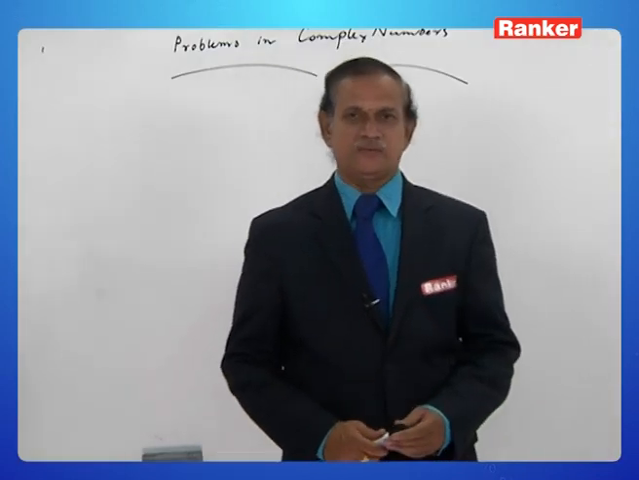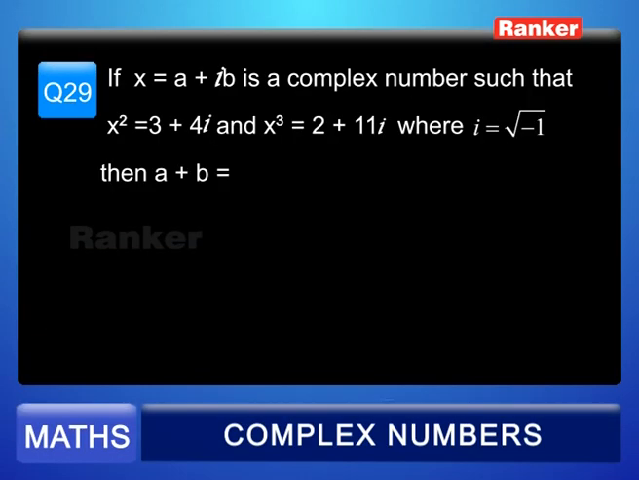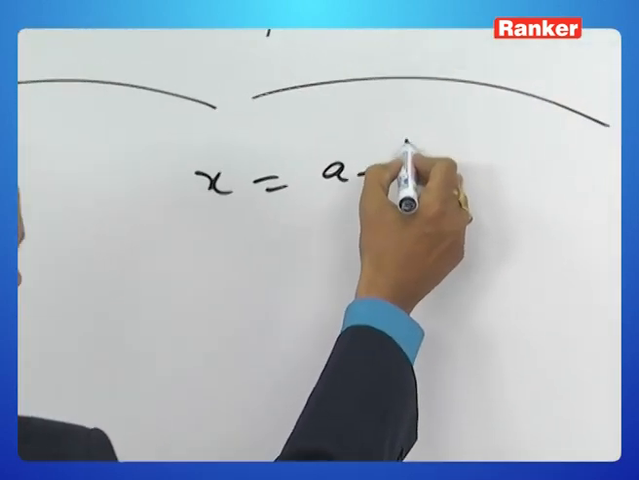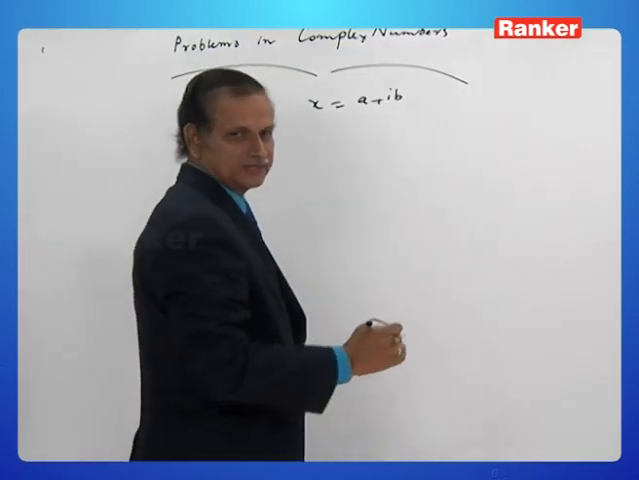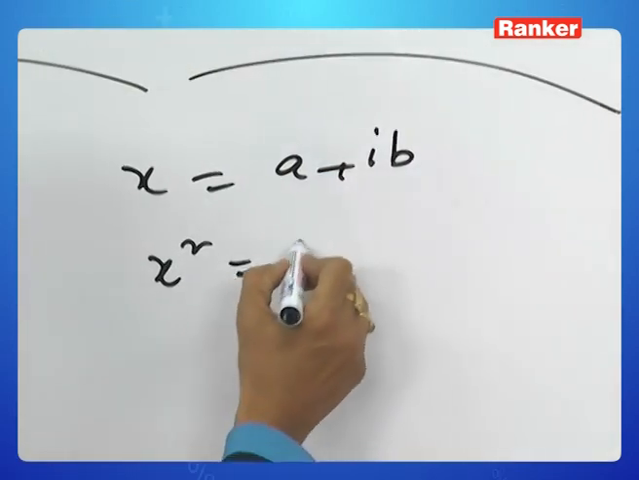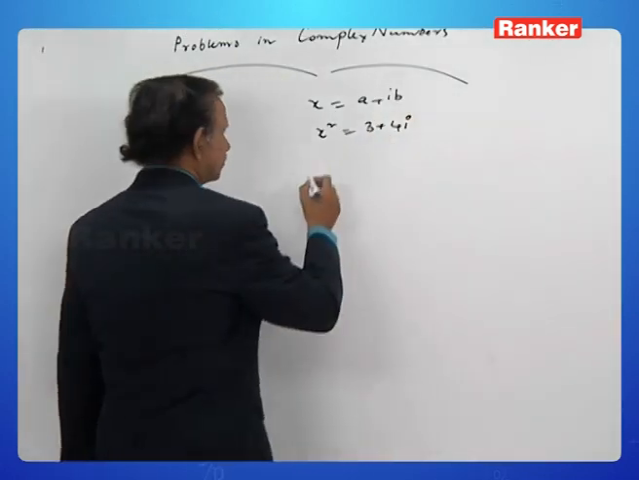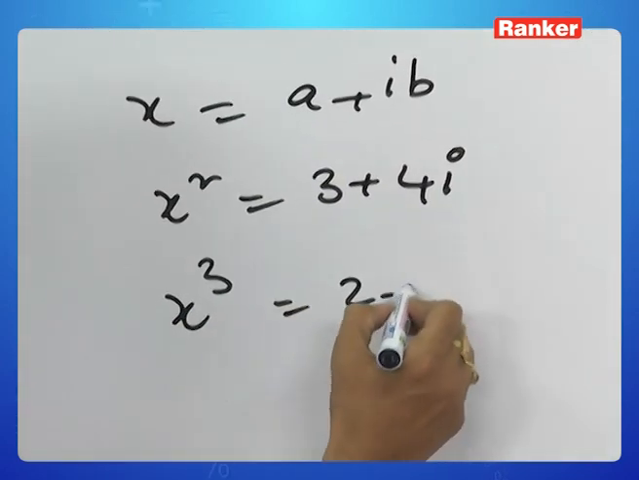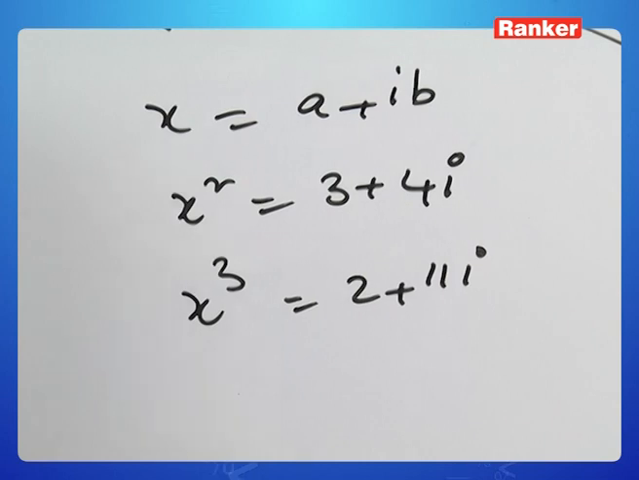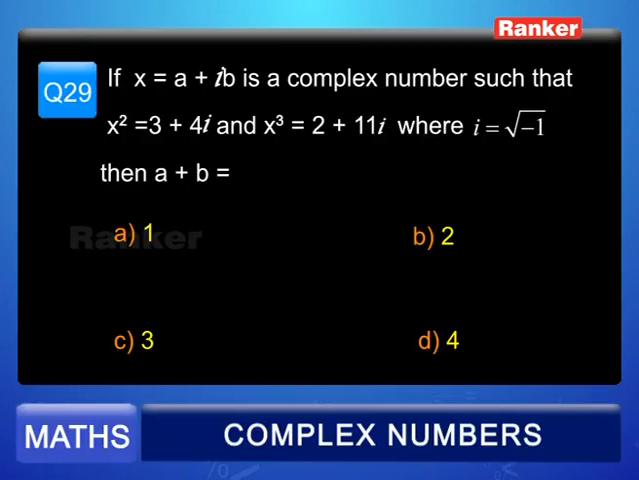We now deal with the next question, that is question number 29. In this question, it is given that x is equal to a plus ib, x square is equal to 3 plus 4i, x cube is equal to 2 plus 11i, where i is the imaginary square root of minus 1. Then what is the value of a plus b? The options are 1, 2, 3, 4, accordingly option A, option B, option C and option D.